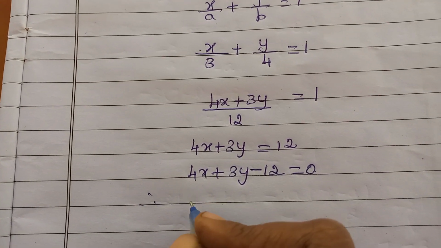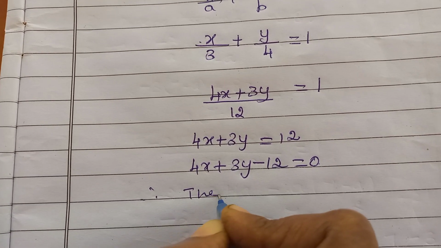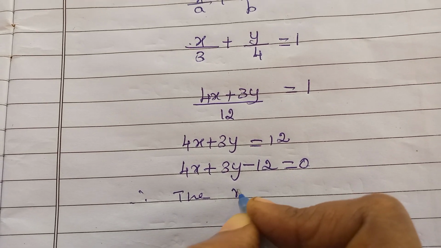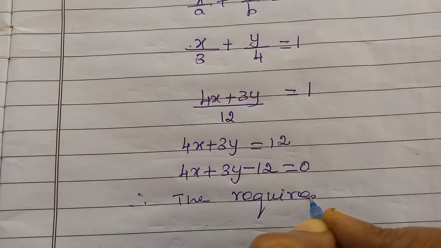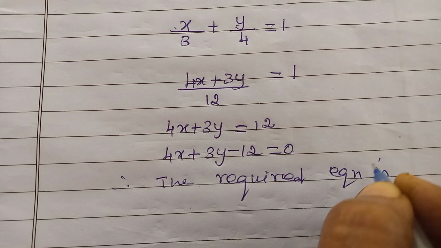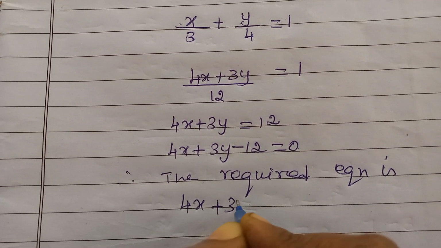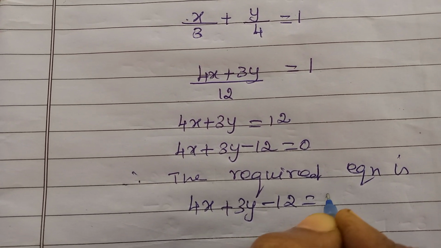Therefore the required equation is, find its equation only, that is the question. Therefore the required equation is 4x plus 3y minus 12 equal to 0. Understood, students?